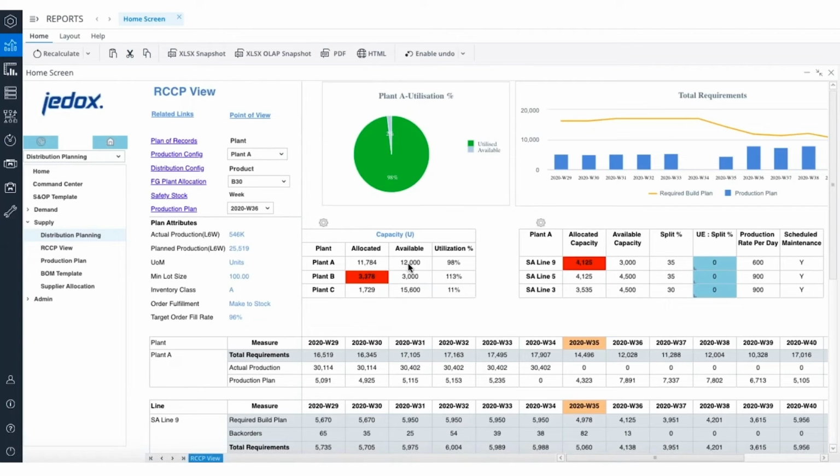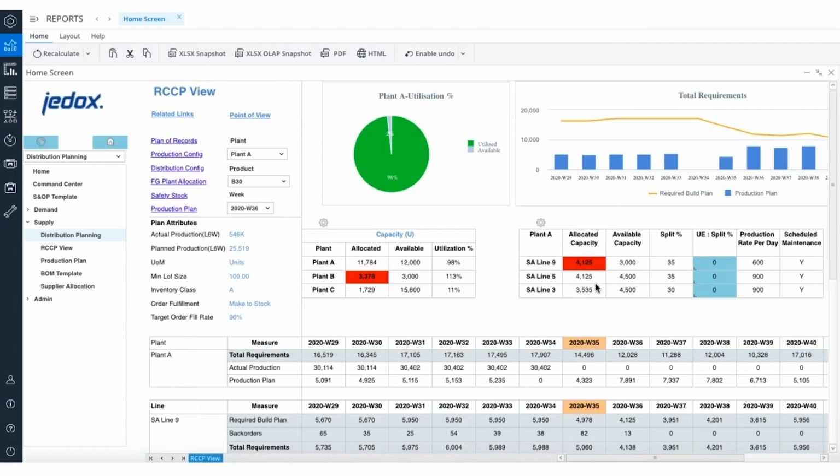and this is what is available. As we can see, the allocated is less than available. So it says the utilization percentage is 98%, which is under, which is fine. But when it comes to line level, we see an error for line 9. The allocated capacity is showing a highlighted part here where it says an error. So this is an exception, because the available capacity is less than the allocated.